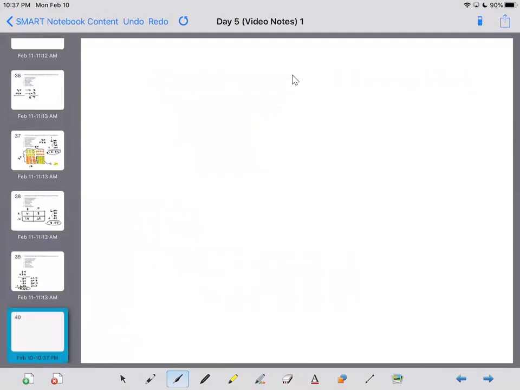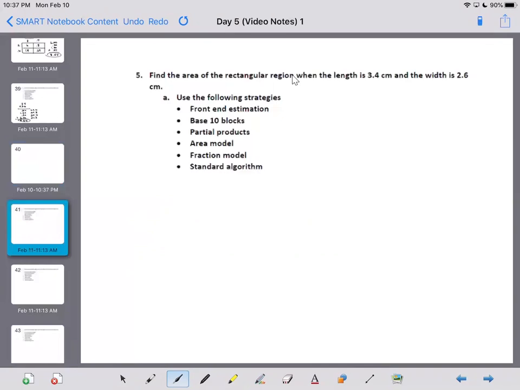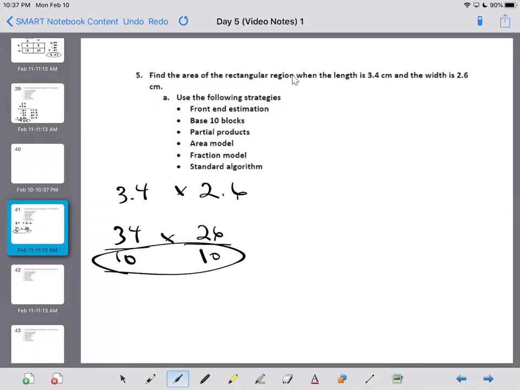Then if we look at our fraction model with the same numbers, we're going to have 3 4/10 multiplied by 2 6/10. Well, 3 4/10 is the same as 34/10. 2 6/10 is the same as 26/10. So if you see that 10 by 10 there, that's going to give you 100. And then what's 34 multiplied by 26? Well, that's going to give you 884. And so now you have 884 hundredths.